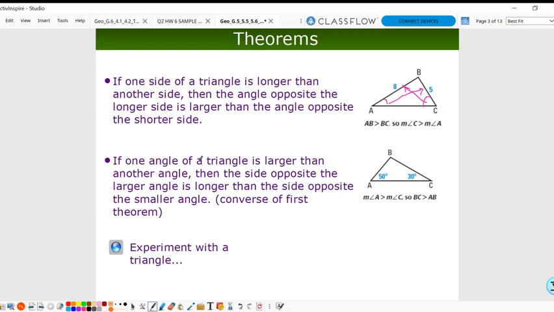If one angle of a triangle is larger than another angle, then the side opposite the larger angle is longer than the side opposite the smaller angle. And the converse of this is the first theorem here. So we have the measure of angle A is 50. The side across from that, BC, will be greater than the side across from our angle that's 30, AB.